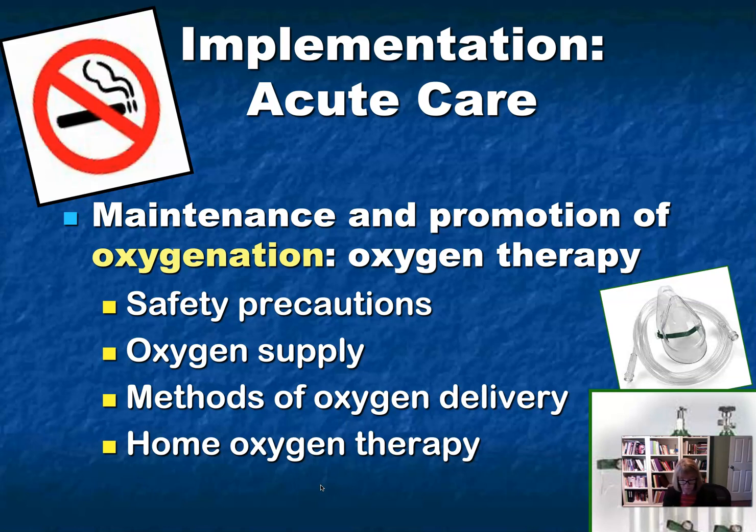Oxygen's prescribed for hypoxemia, loss of lung tissue due to tumors or surgery, severe anemia or blood loss, inadequate RBCs or hemoglobin, increased metabolism, fever. People have a temperature and so they may need oxygen.